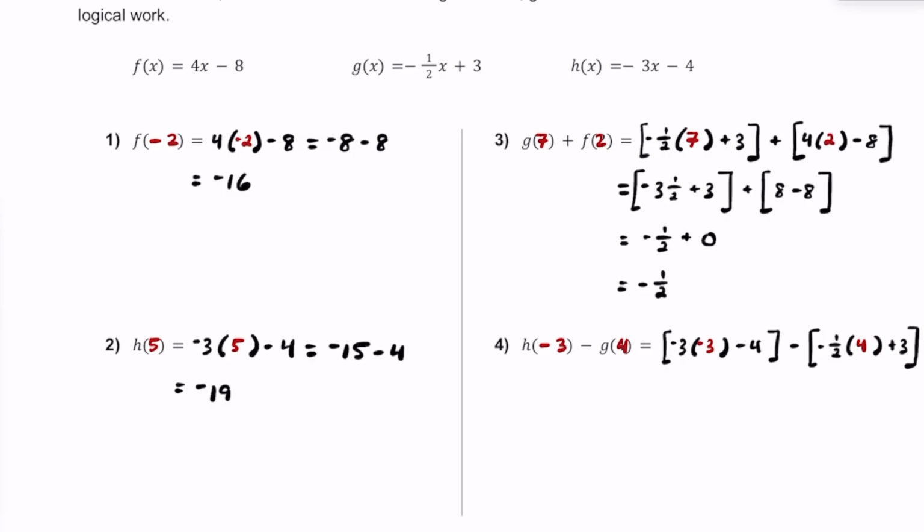Let's now evaluate it. I'm going to multiply these first bits from both of these sets of brackets. So negative 3 times negative 3 is going to be positive 9. So we have 9 minus 4 for this h function here. And then for the g function, negative 1/2 times 4 is going to be negative 2. So we have negative 2 plus 3. Okay, 9 minus 4 is going to be 5. And then negative 2 plus 3 is going to be 1. So we have 5 minus 1, and that's going to be equal to 4.